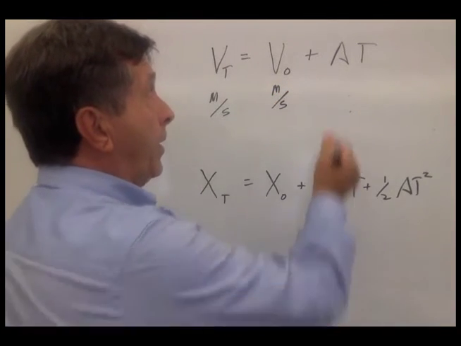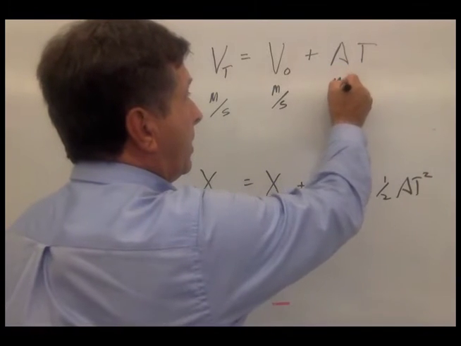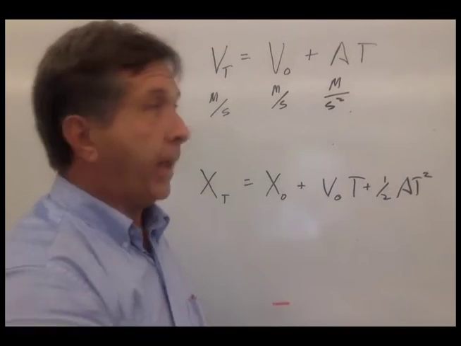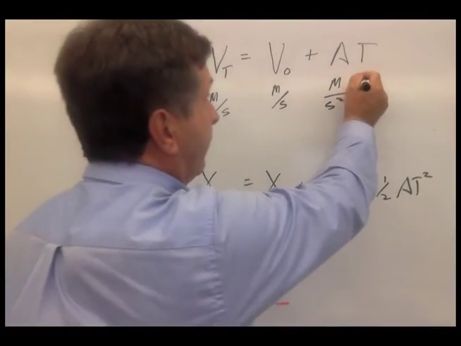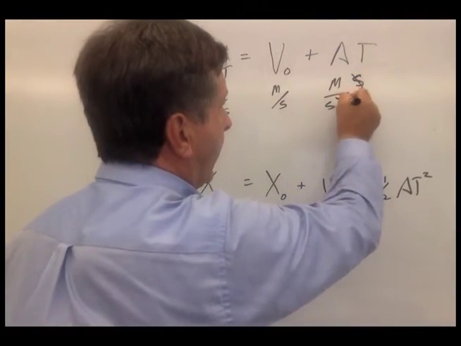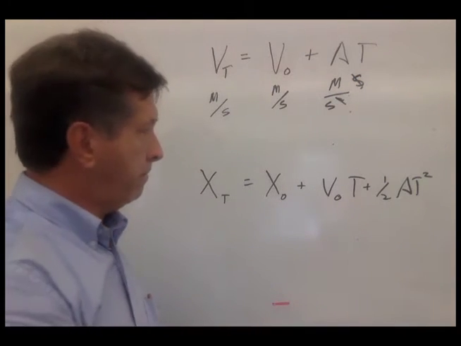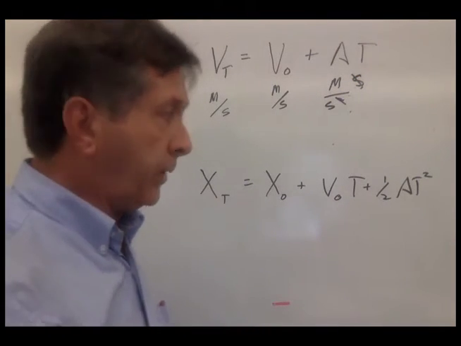The units for acceleration are meters per second squared, and the units for time are seconds. So that's going to cancel out, and that becomes meters per second also. So that works. Let's look at the position formula.